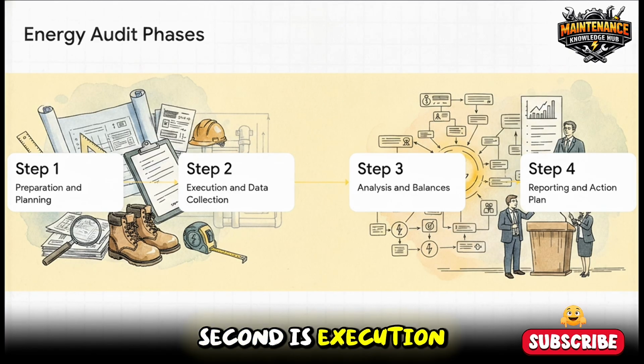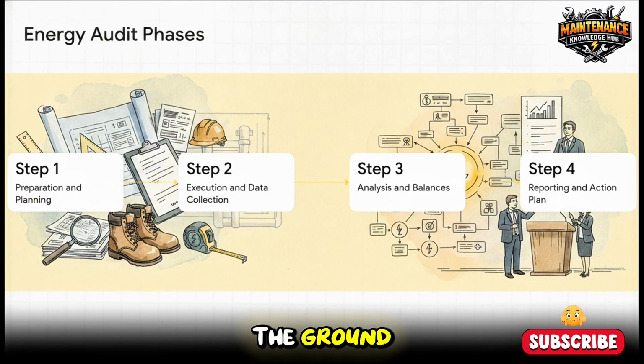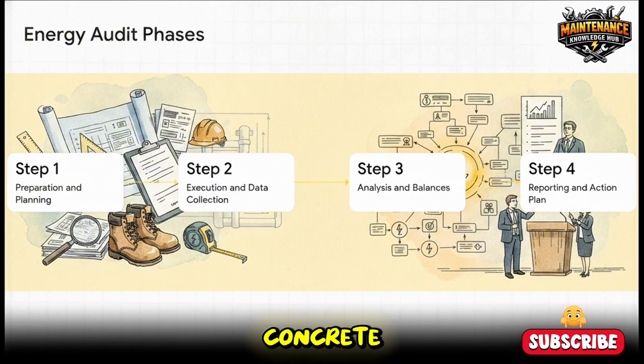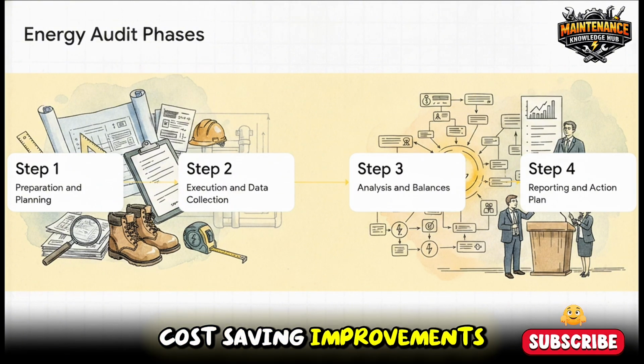Second is execution and data collection. This means getting your boots on the ground, conducting site surveys, and taking physical measurements. Third is analysis and balances, where you map out exactly where every single joule is going. And finally, reporting an action plan, where you present management with a concrete, prioritized list of cost-saving improvements.